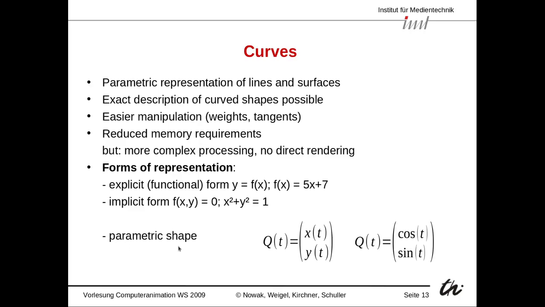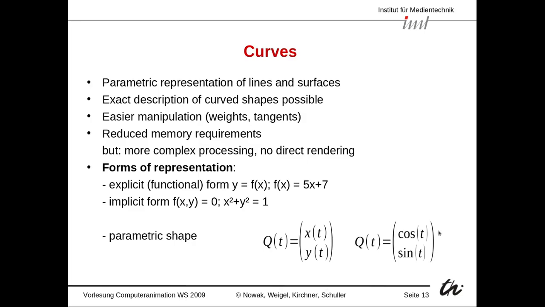Then we have the so-called parametric shape. So here we have a function of a helper variable t, or rather a function for each coordinate x, y, and perhaps z. So here's a function x of t, y of t, and in 3D we would have a z of t. This would then describe an object. So this is also kind of a mapping of this one-dimensional helper variable t, which usually goes from 0 to 1, to a two-dimensional or three-dimensional space.